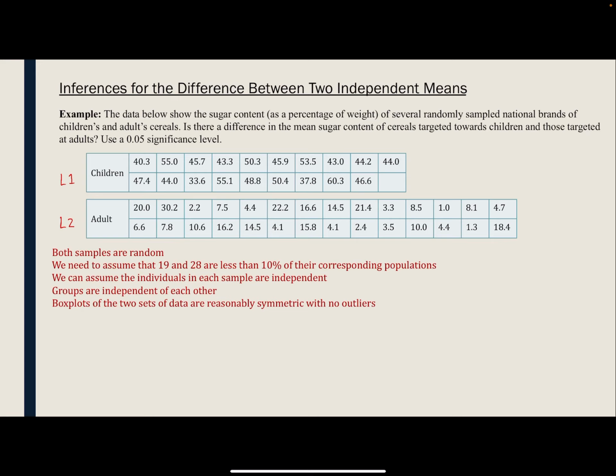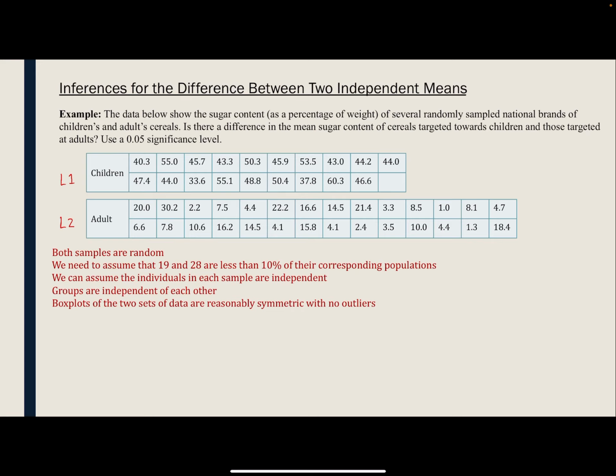The groups are independent from each other, and if you were to look at the box plots of these two data sets, you would see that they are reasonably symmetric, and there's no outliers. I didn't use my calculator to show that, but just put in the data and look at the box plots, just like we did for the 1-sample t-test.